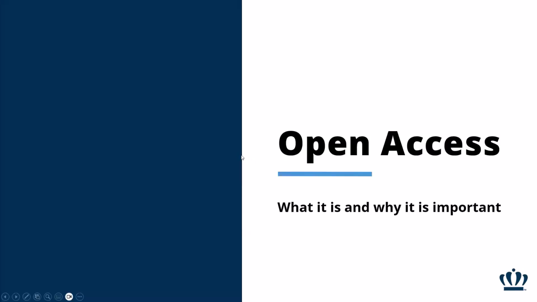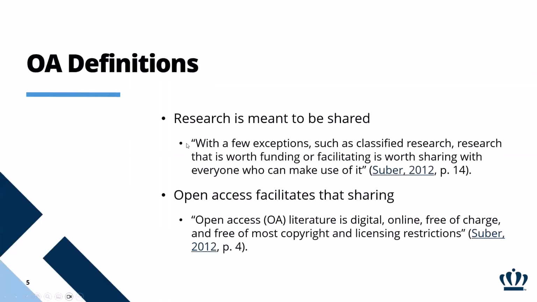Okay, so we're going to start with what it is and why it's important. So most research is meant to be shared in some way so that others can contribute, collaborate, and build upon. And open access is the free, immediate, and generally digital availability of research. Importantly, open access can provide users with the rights to reuse, adapt, and redistribute the research.